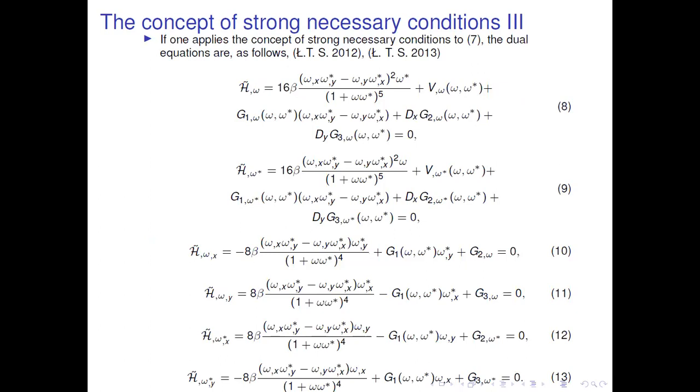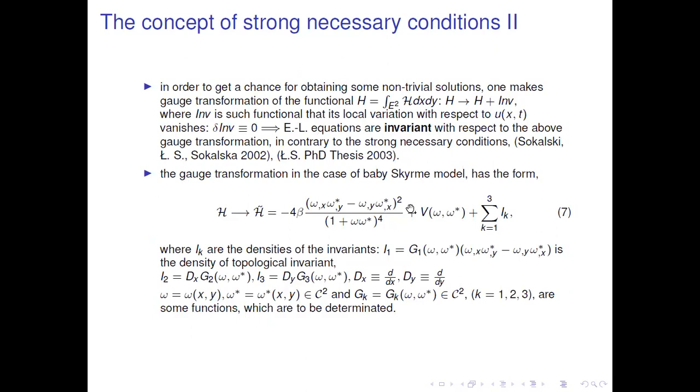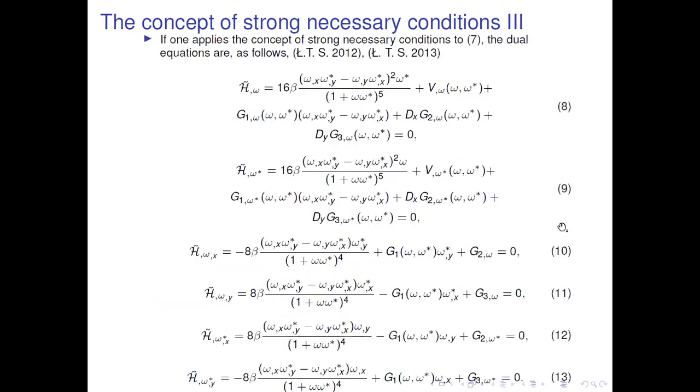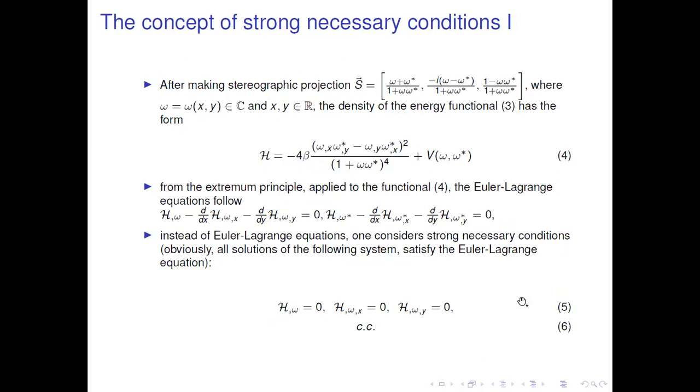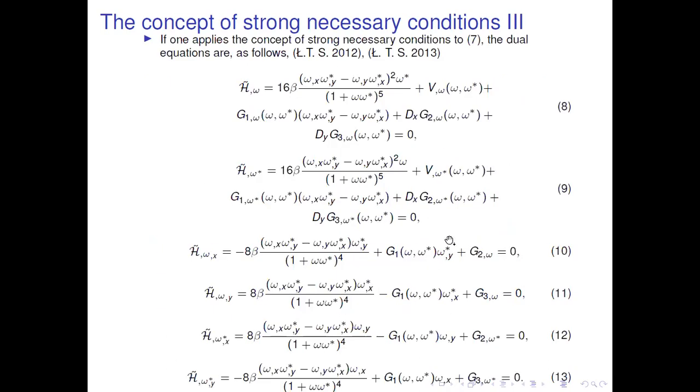Now we apply the concept of strong necessary conditions to this Hamiltonian density, to formula number 7, and we get the so-called dual equations. So we insert this Hamiltonian density into equations 5, 6, and we get such very unpleasant equations. They seem to be very complicated. However, don't worry. The situation will become simpler in a moment. Now we have to make these equations self-consistent. To this end, we focus on equations 10 to 13. We make this system of equations a system of linearly dependent equations.